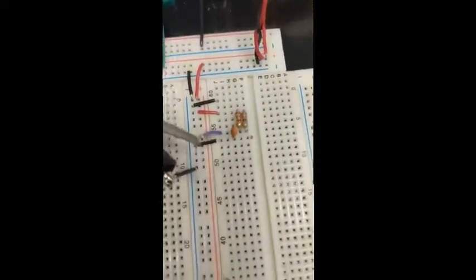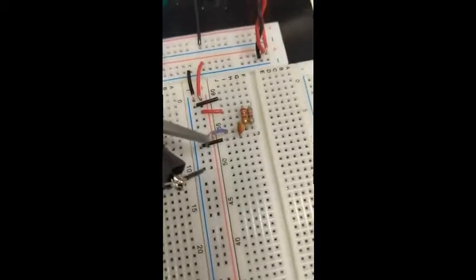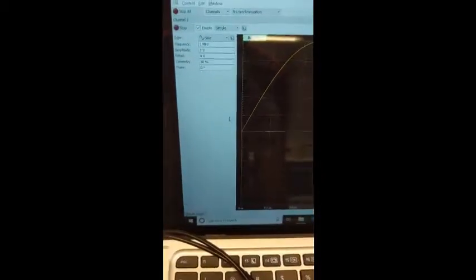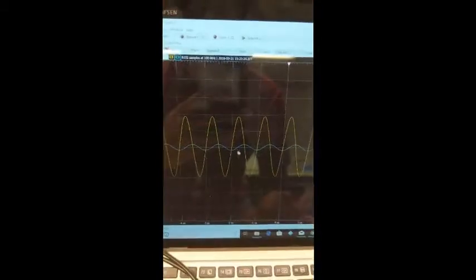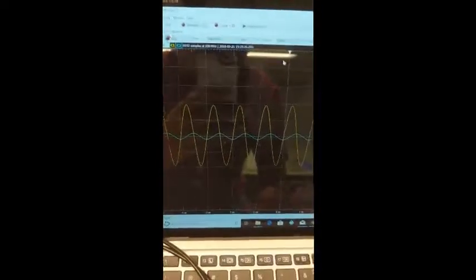Our capacitance in our capacitor is 0.001 microfarads. As you can see here, we are putting in a very high frequency signal of 1 megahertz. As a result, most of it is being filtered out because this is a low pass filter.